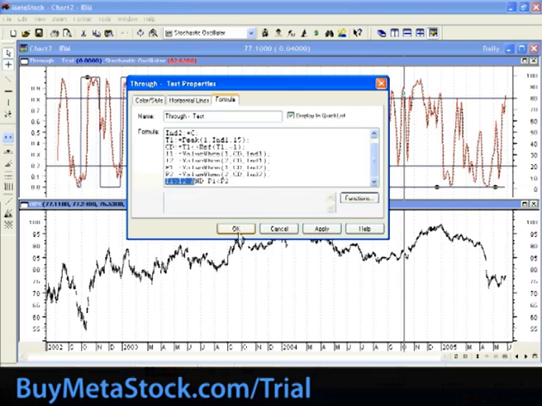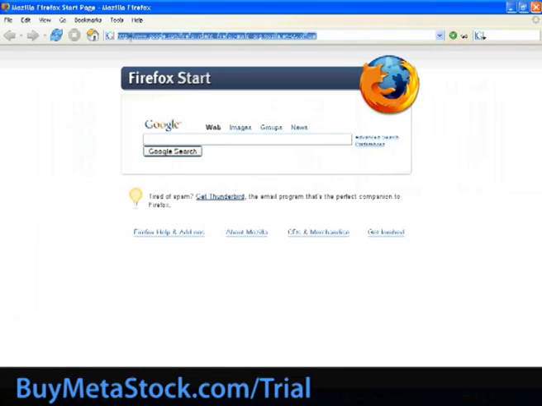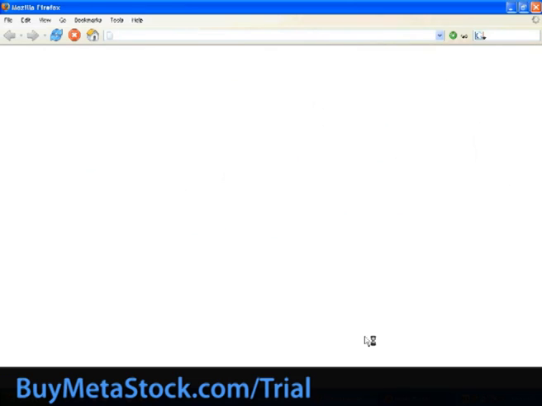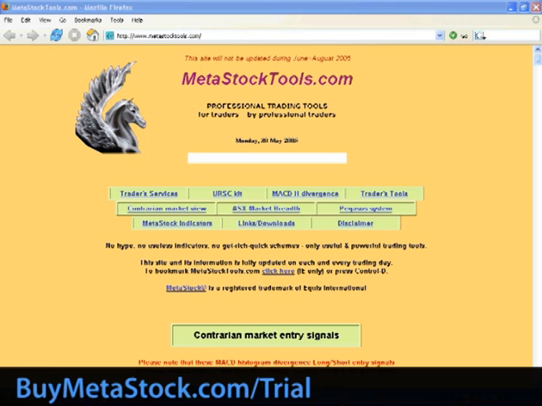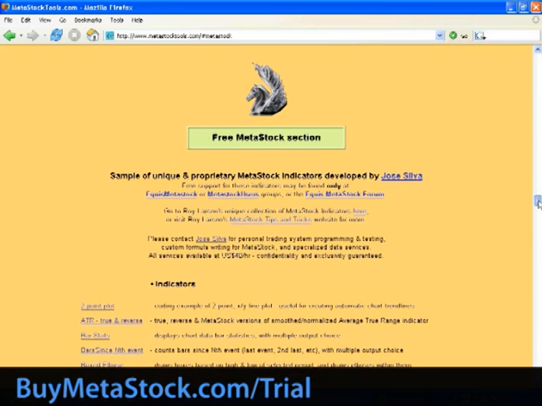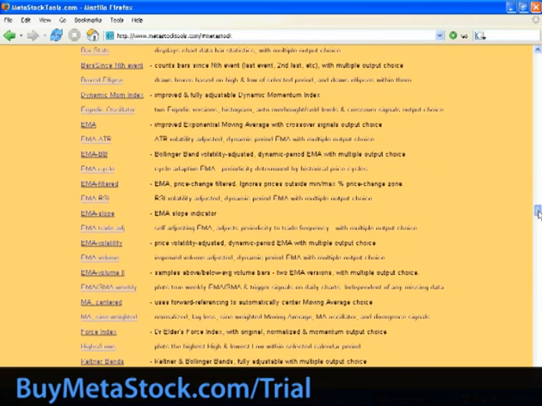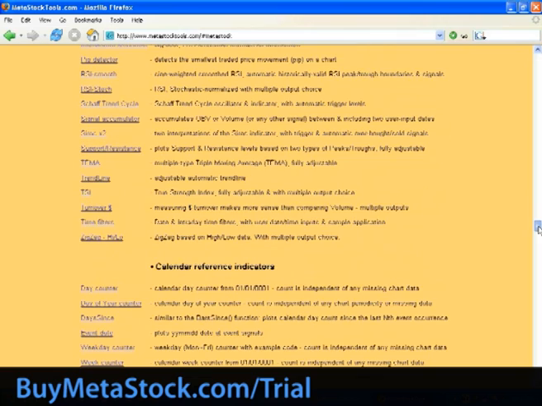Before I conclude this lesson, let's take a look at a Joseph Silva divergence formula, since somebody asked about it on the forum. Joseph Silva's website is metastocktools.com, I believe. Alright, so let's go to metastocktools.com. Okay, then I'm going to click on Metastock Indicators. He has a lot of indicators and they're usually very well written. He actually has the patience to write comments out. So I would recommend you take a look at some of his work, especially since it's free, or at least most of it.